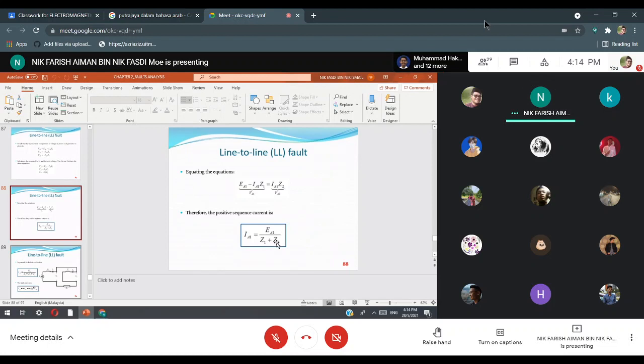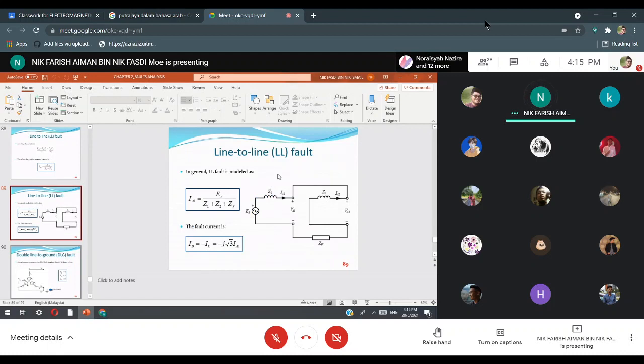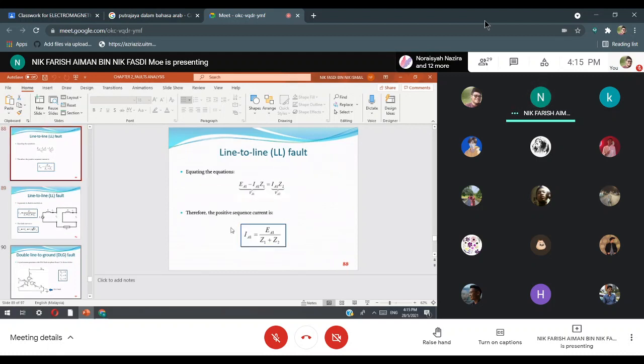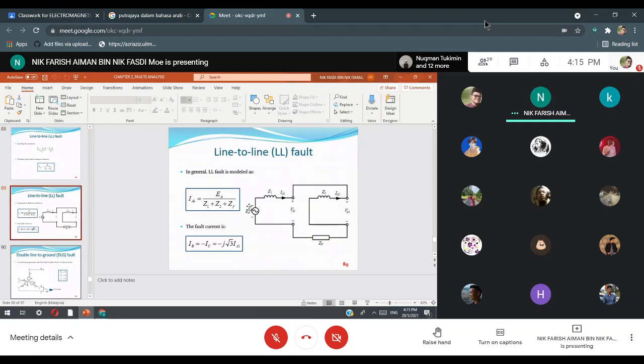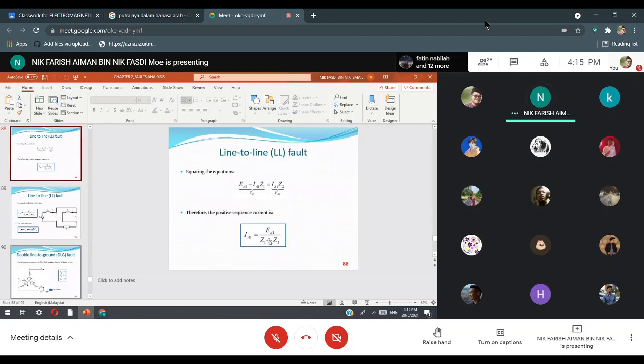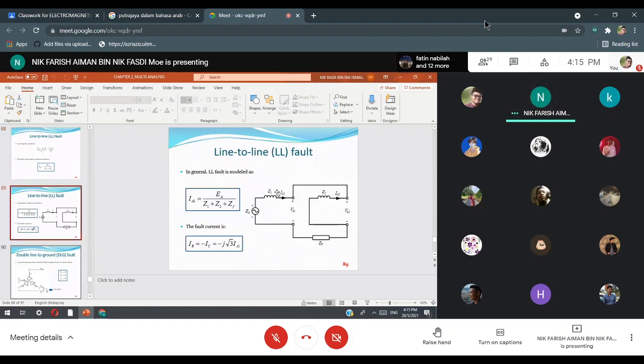Okay. So now the sketch the line-to-line fault from this equation. Dia nampak lah. EA1 maksudnya kat sini dia ada EA1. Okay. Z1 plus Z2. Z1 series with Z2 series with IA1. So kat sini relation IA1.